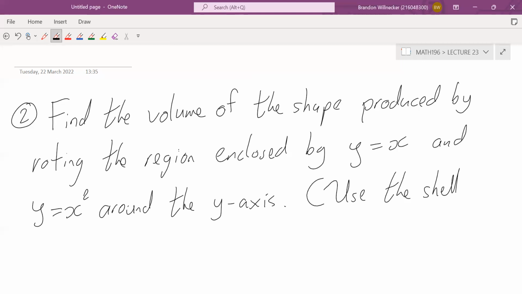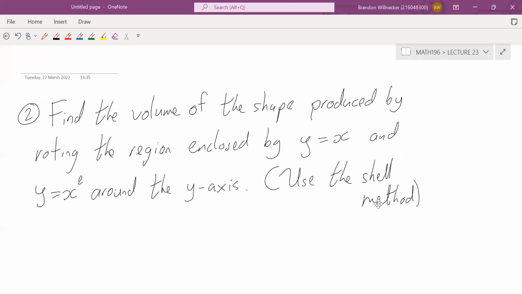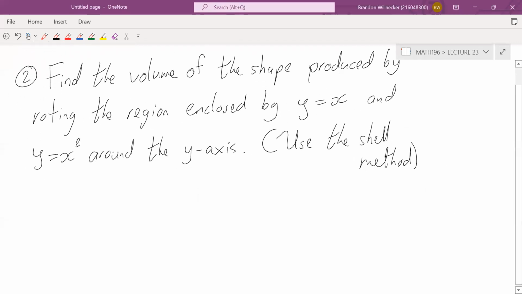But that is up to you to figure out, right? So given the situation or given the question, you should be able to figure out which method to use. So there's disk method, washer method, shell method. If I give you a problem, you should be able to figure out which method to use, unless I say which method you must use, and then obviously you use that one. But if I don't say which method to use, you should figure out which one it is.